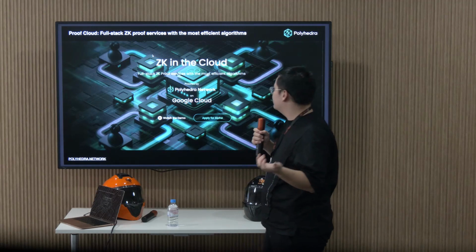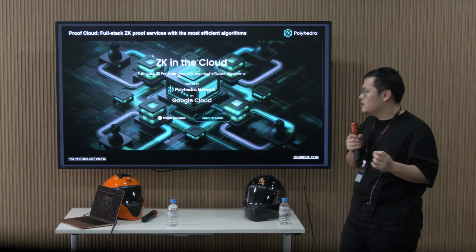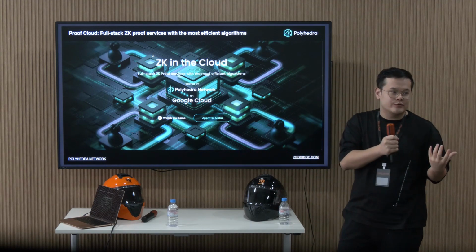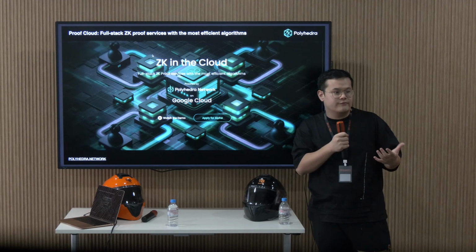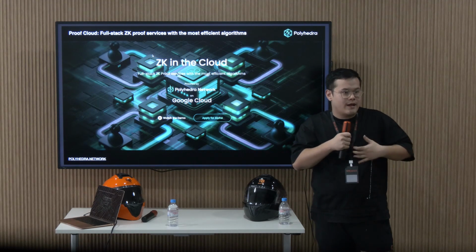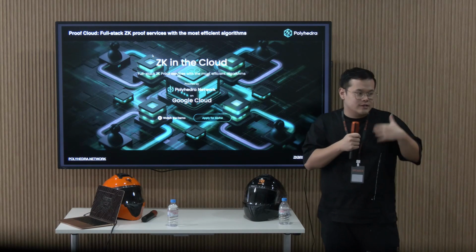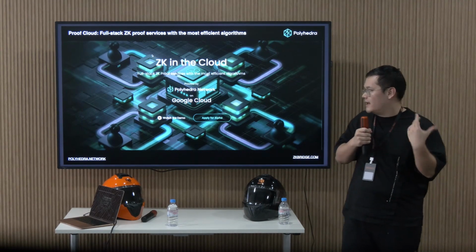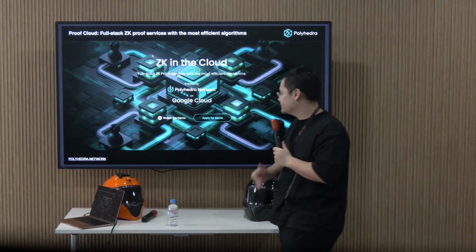And the last thing for the Expander is zk in the cloud. We collaborate with Google Cloud to build the Proof Cloud system. That means you can use the technology of zk in Google Cloud. We provide the bottom algorithms and proof generation system, and you just use the API and you can use this cloud and technology to generate proof for your applications and for your needs.